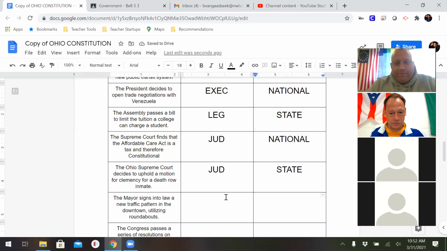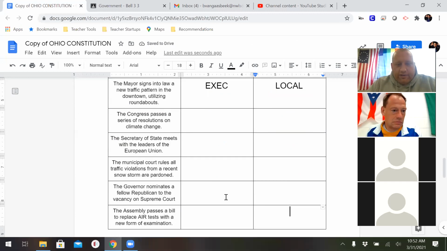Okay. The mayor signs into law a new traffic pattern in the downtown utilizing roundabouts. If it's a mayor, what branch are we talking about? Executive. Executive. And a mayor would be national, state, or local? Local. Okay, only a few more.